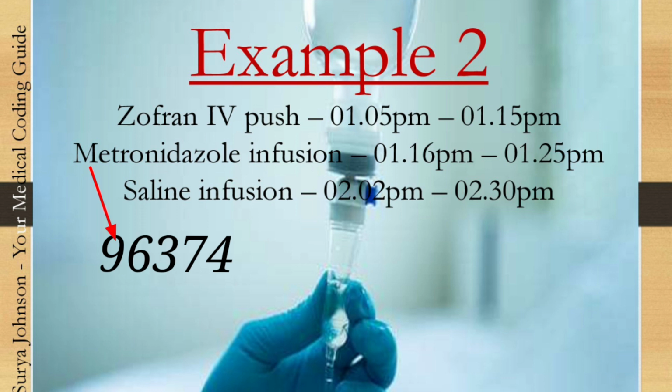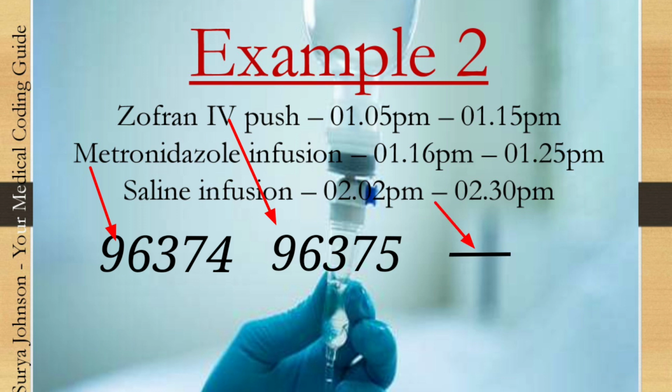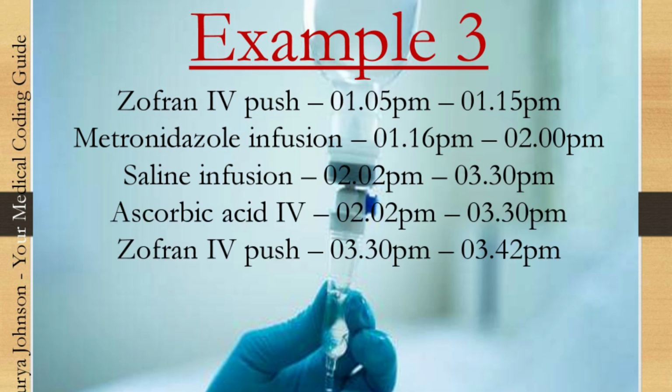So there is one initial code, 96374 for metronidazole. All the other codes should be add-on codes. For Zofran IV push, we'll be coding 96375 because it is a different drug. Then we have saline infusion here, but this saline infusion is less than 31 minutes, so it cannot be coded and should not be reported. So the final codes are 96374 and 96375. The third example here is Zofran IV push given from 1:05 p.m.